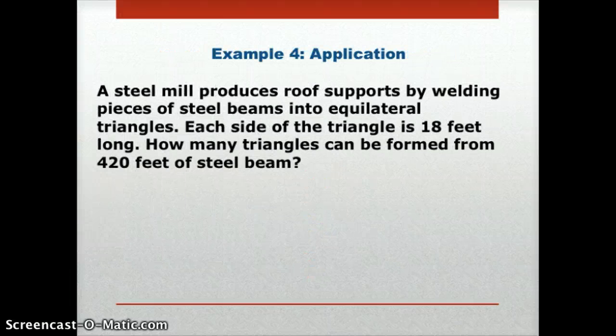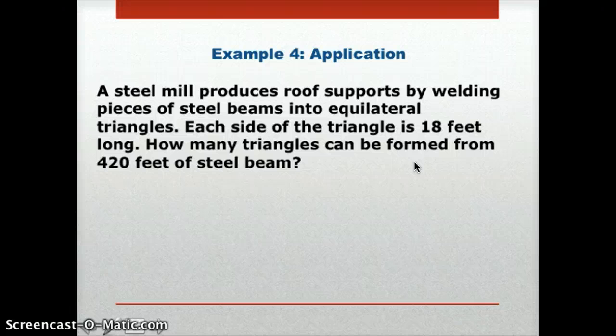Okay, now we're going to finish up with just one application problem. This problem says a steel mill produces roof supports by welding pieces of steel beams into equilateral triangles. So first of all, we need to remember equilateral means equal sides. Each side of the triangle is 18 feet long, and we want to know how many triangles can be formed from 420 feet of steel beam.